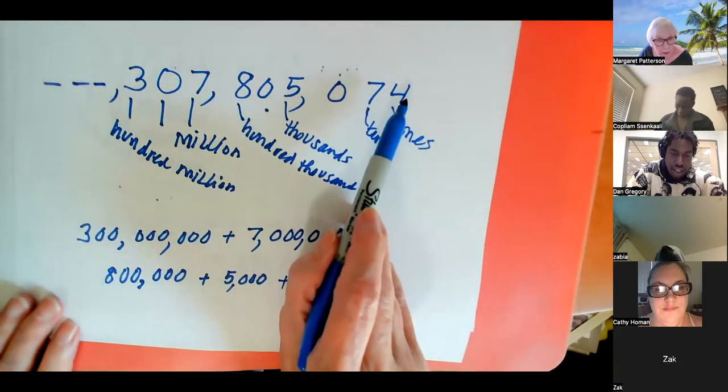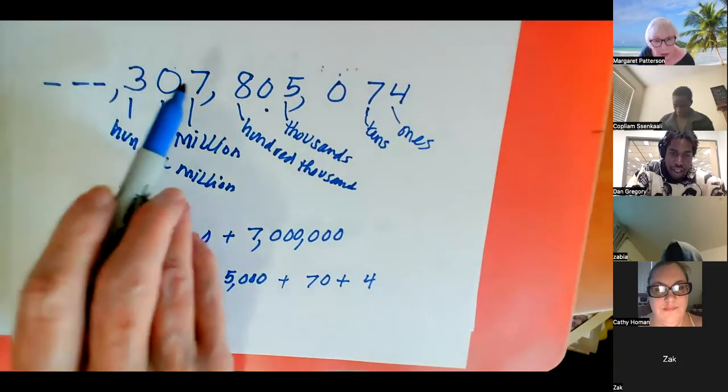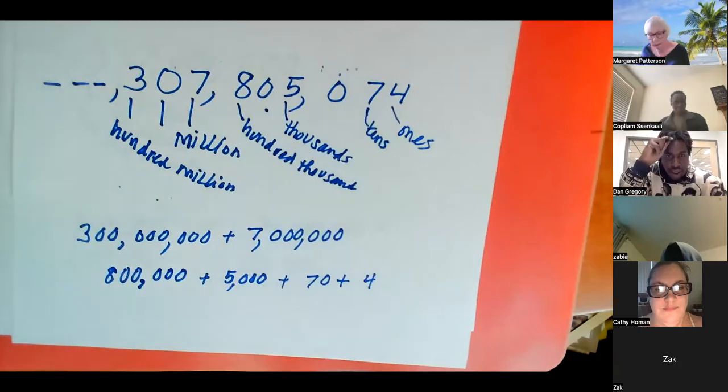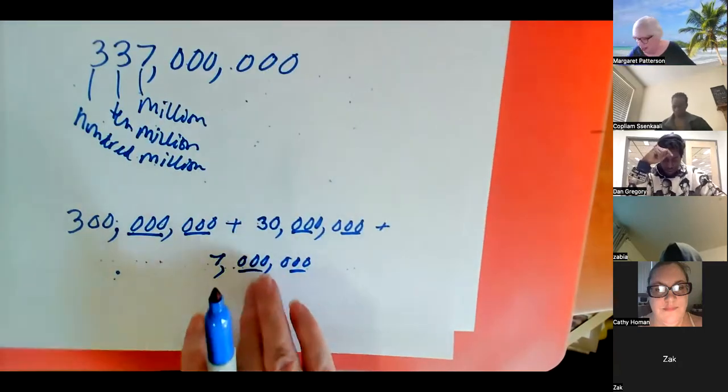Oh, okay. So the zeros go up by 3. Yeah, millions is just 6 zeros. Okay, I got it. Thank you.